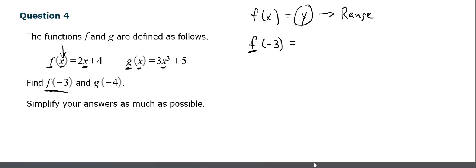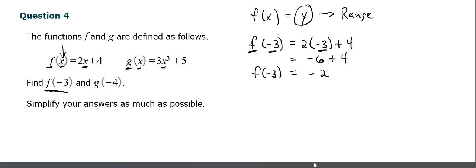So instead of it being 2x plus 4, it's 2 times negative 3 plus 4. So the only thing that changed is the value in parentheses, this time negative 3, replaces the x everywhere you see it in the function. Now we follow our order of operations. And all we're doing is working what's to the right of our equal sign. So we start with multiplication here. 2 times negative 3 is negative 6. And negative 6 plus 4 is negative 2. So f of negative 3 equals negative 2.